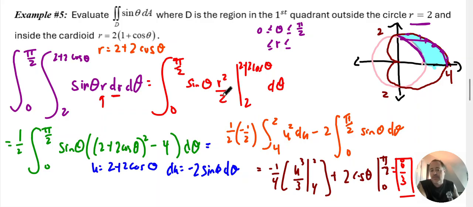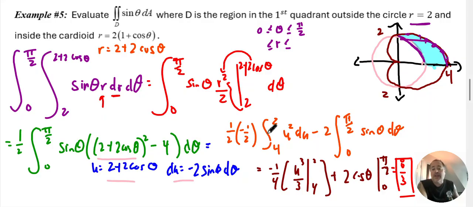I went ahead with the 1/2 pulled out on the outside, and I have 0 to pi over 2. I leave the sine of theta alone for a second, and then I use the fundamental theorem of calculus and plug in our upper function and then our lower function. That's where the quantity 2 plus 2 cosine of theta squared minus 4 comes into play. Why this is a little more complicated is because I'm going to use u-substitution in this problem. I need to use u sub here because there are 2 separate parts, so you may want to distribute the sine of theta. So u sub we see right here.